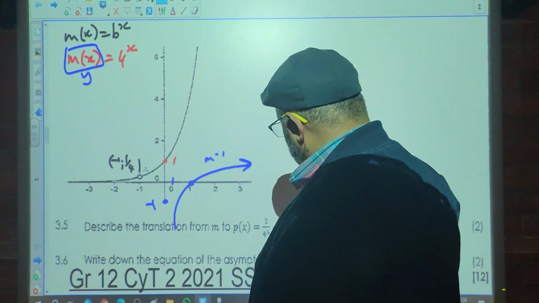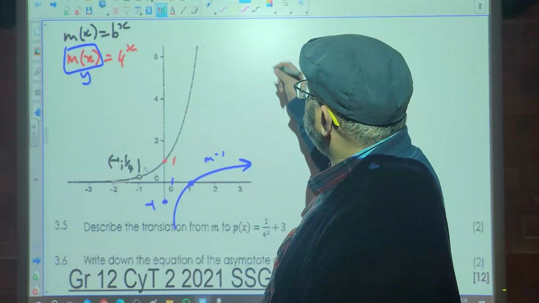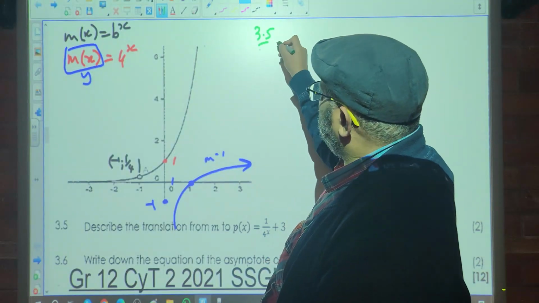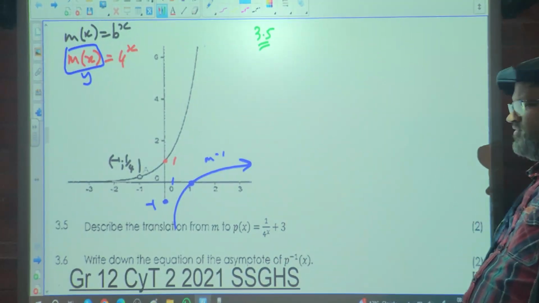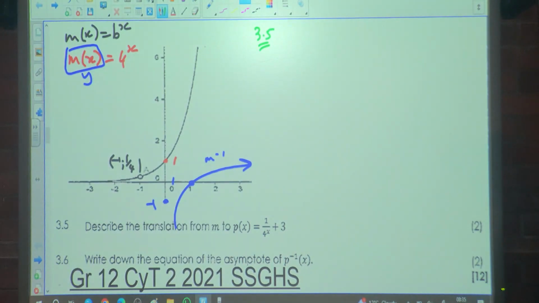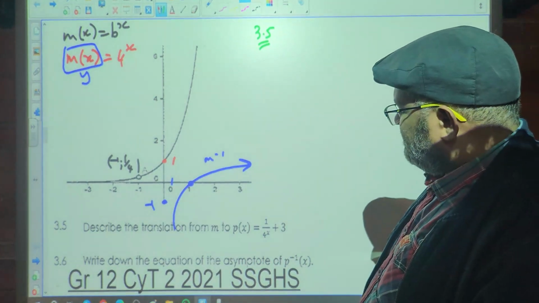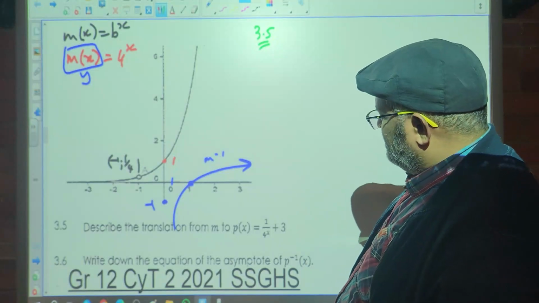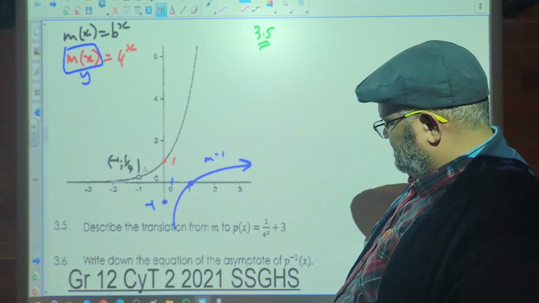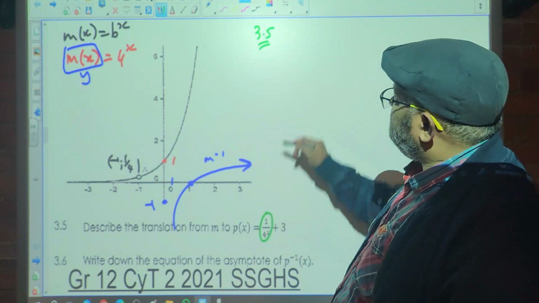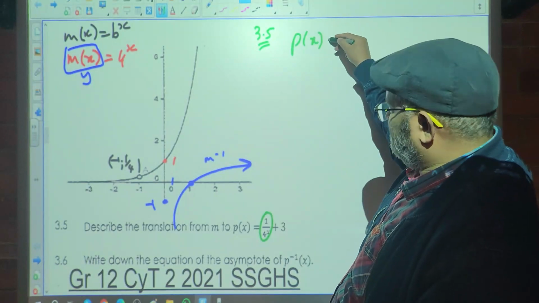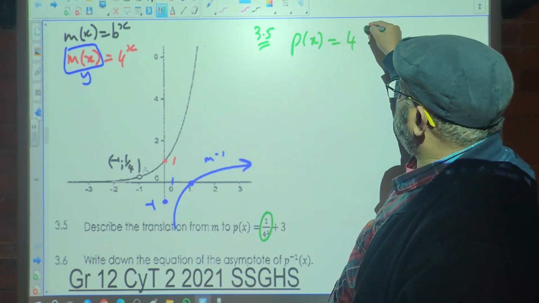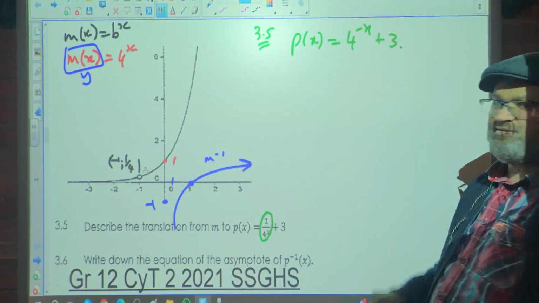Three 3.5. Describe the transformation from m to p of x if p of x is equal to 1 over 4 to the x plus 3. So if you look at this here, p of x could also be written as 4 to the minus x plus 3. You all agree with that?